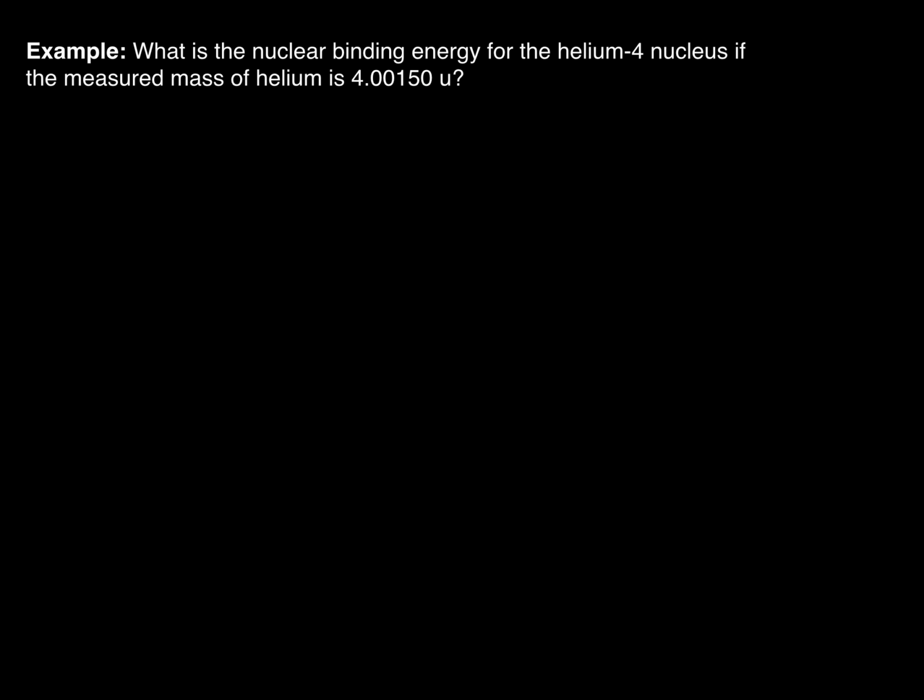What is the nuclear binding energy for the helium-4 nucleus if the measured mass of helium is 4.00150 atomic mass units? Helium-4 is helium with 4 nucleons and 2 protons. This means we have 2 protons and 2 neutrons in the nucleus.